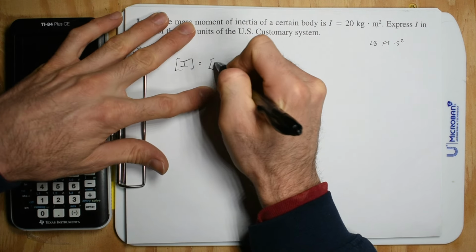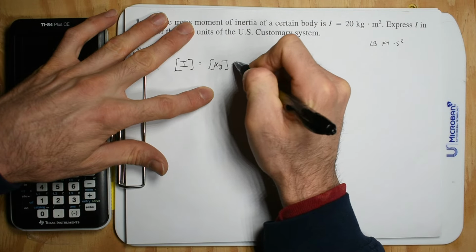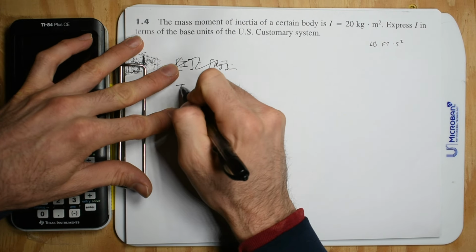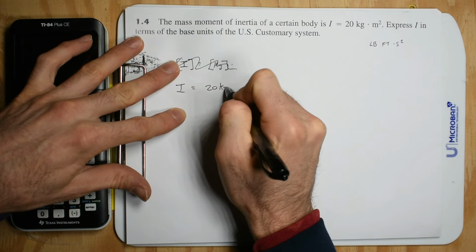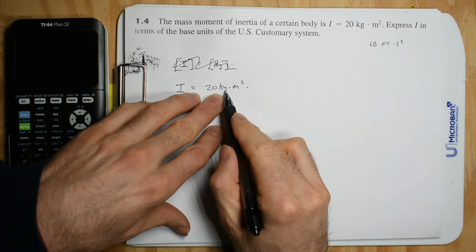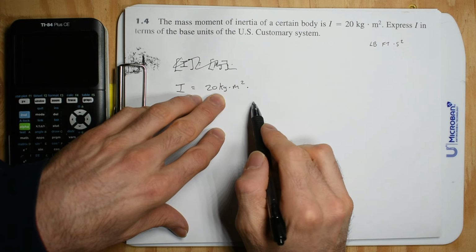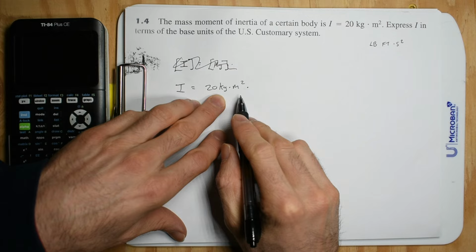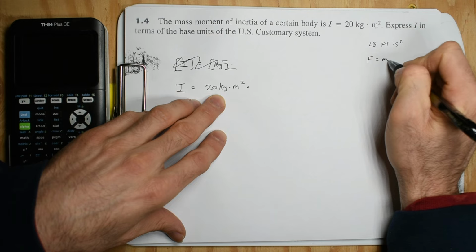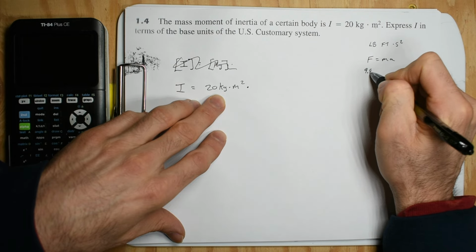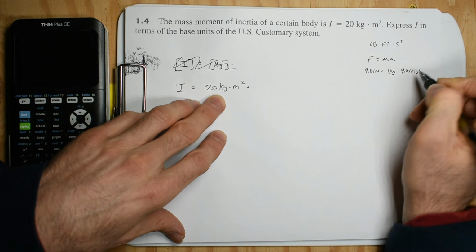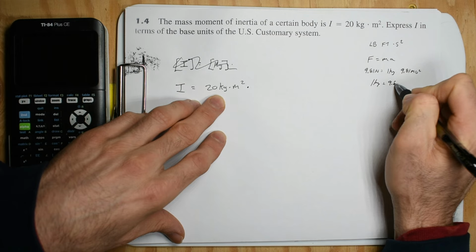Alright, so we have I in SI units, kilograms. They just want it converted. Okay, so I is 20 kilograms meters squared. So now we're going to convert kilograms to slugs. So how do we do that? Well, F equals MA. We're going to say that 9.81 newtons is 1 kilogram at 9.81 meters per second squared. So we're going to say 1 kilogram is 9.81 newtons.